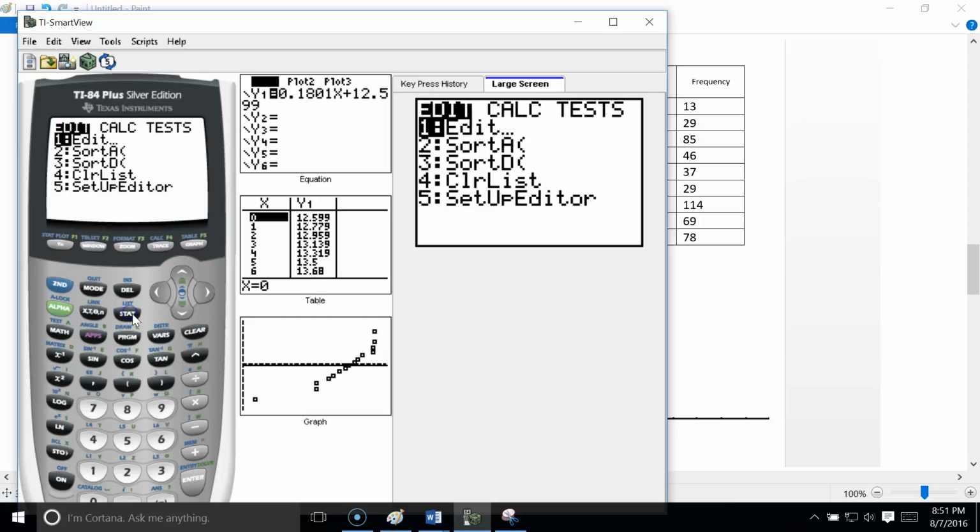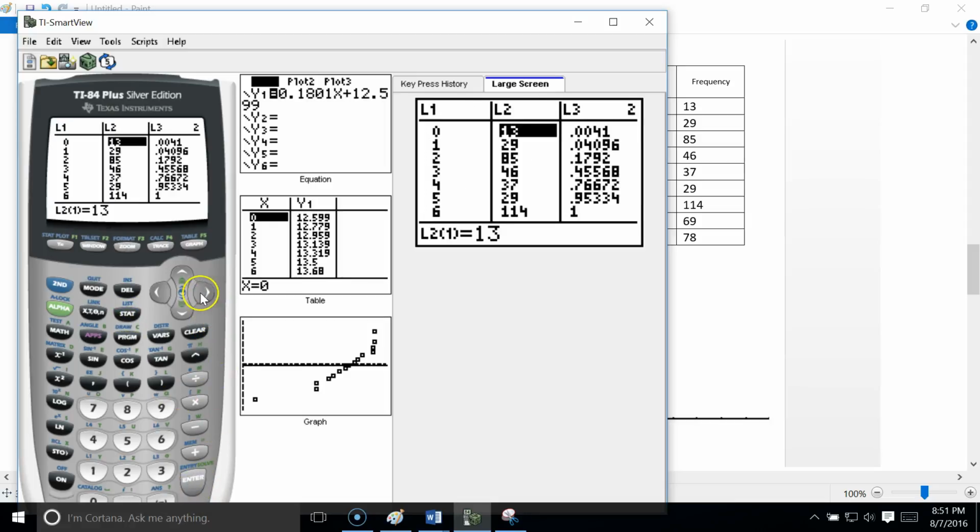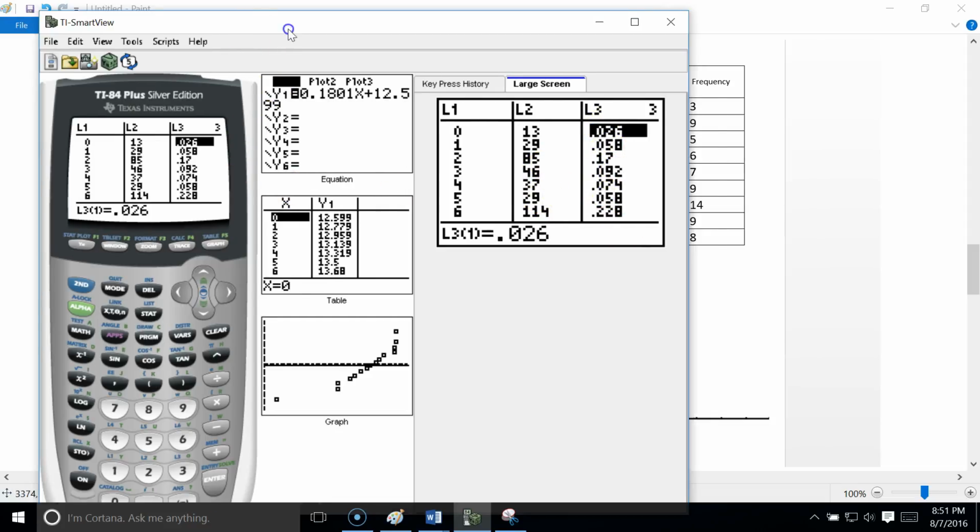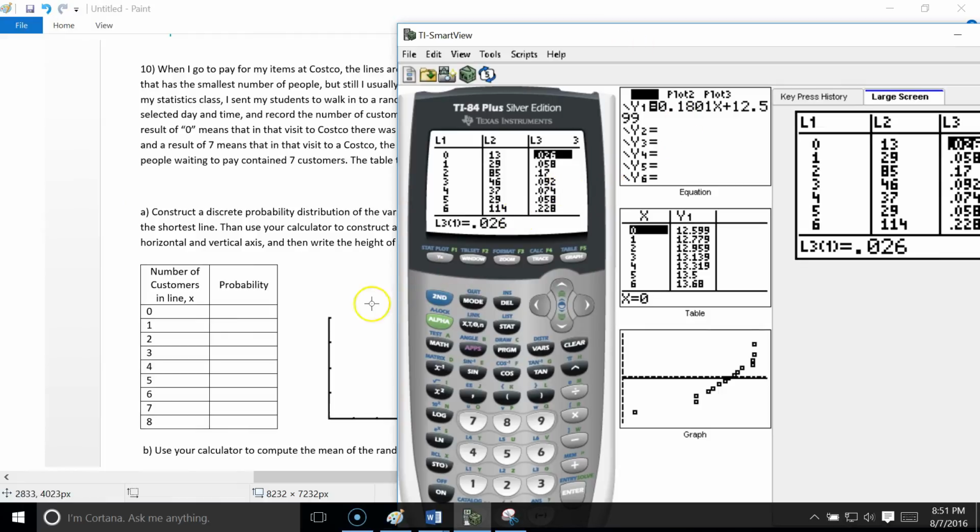So now I want to go back to my list, edit, and now for list 3, I'm going to find the probabilities. So I'm going to make list 2 divided by 500. And those are my probabilities. I took each one of the values in list 2 and divided them by 500, the total frequency, and I get the probabilities. So now all I have to do is copy those onto my table, and I'll get the desired results. So 0, 1, 2, 3, 4, 5, 6, 7, 8. The answer's right here, 0.026, 0.058, they belong here. Okay, so let me do that.